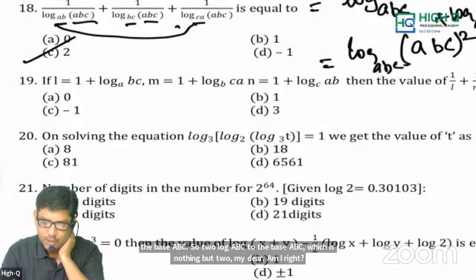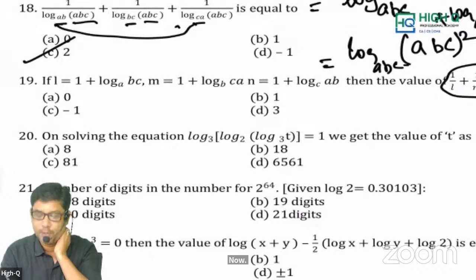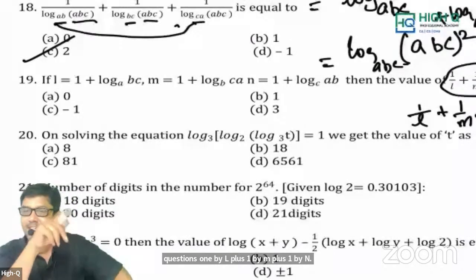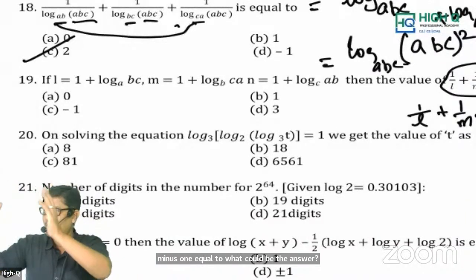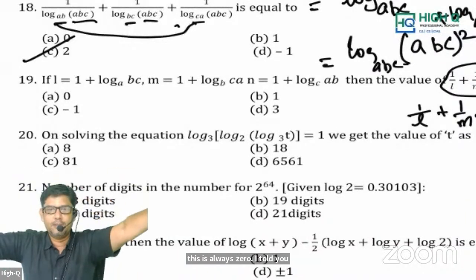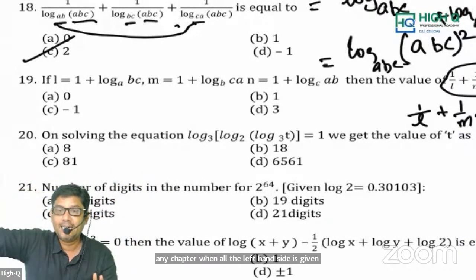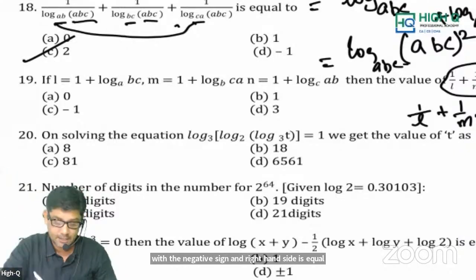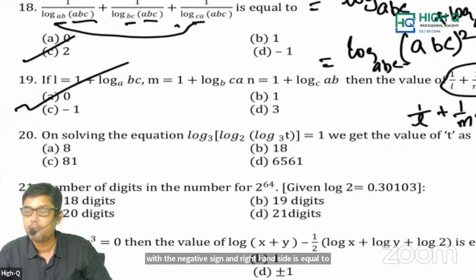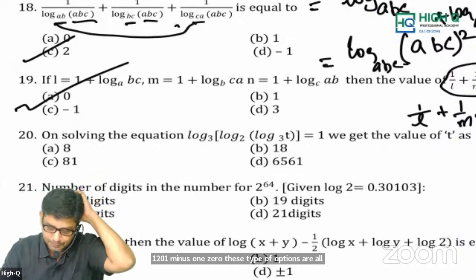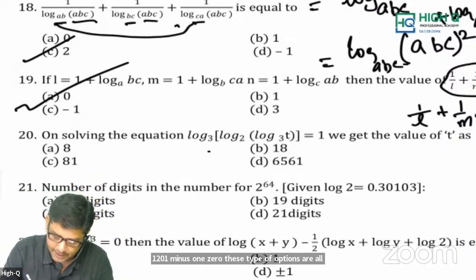Now, see, generally I talk about these types of questions: 1 by L plus 1 by M plus 1 by N minus 1 equal to, what could be the answer? This is always 0. I told you already, whenever you see any chapter, when the left hand side is given with a negative sign and the right hand side is equal to 0, 99% the answer is going to be 0, simply mark it. But you need to look at the options very carefully. 1, 2, 0, 1, minus 1, 0. These types of options are there. You just mark 0 and come. Okay. I think you know this trick now.